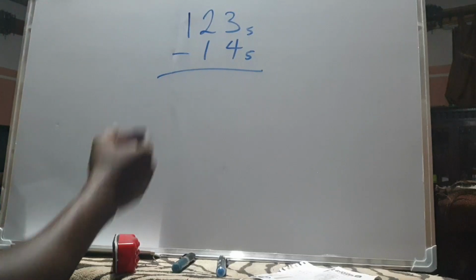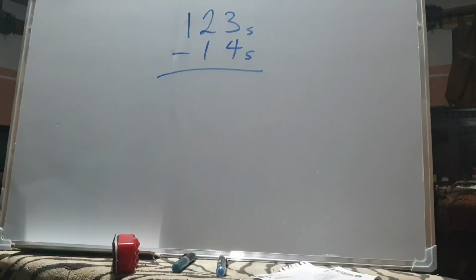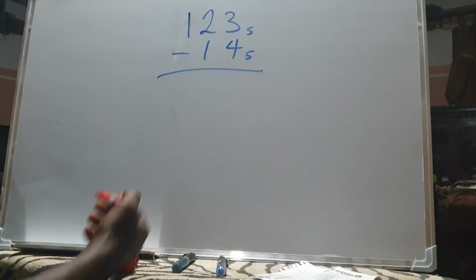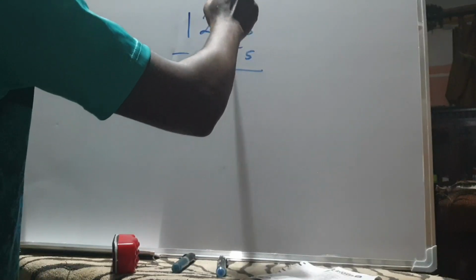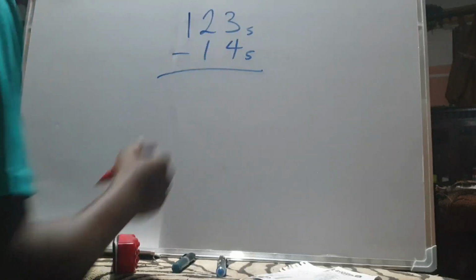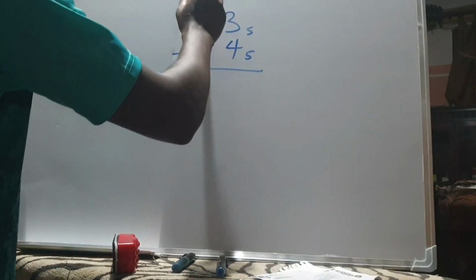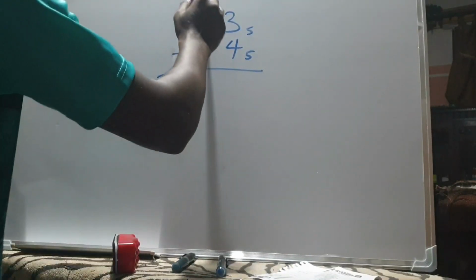Let's say we have this question in base 5. We have been asked to subtract, and we know normally 4 is bigger than 3, meaning this can't happen. We borrow 1 from this 2. The 2 will be left with 1.